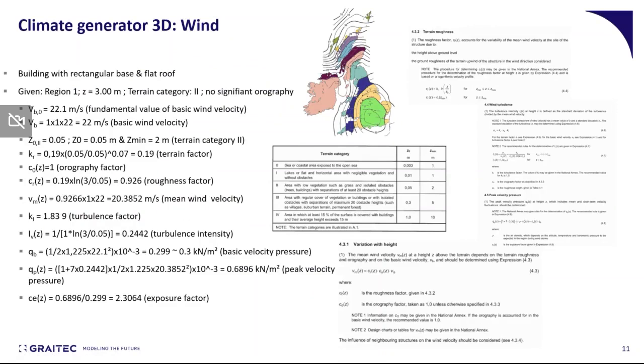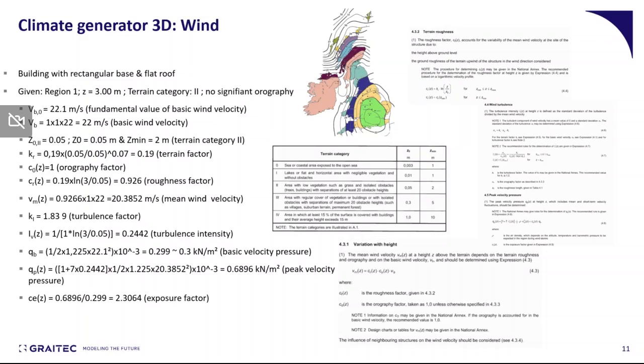First, I am going to present the climate generator for wind, and then we will have a demonstration of how to use the climate load generator in Advanced Design, and then I am going to present the climate load generator for the snow. In this particular example, the building is rectangular.